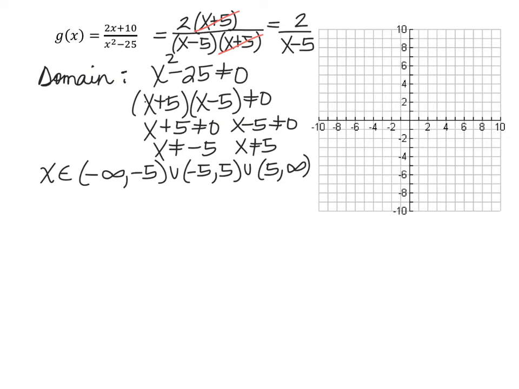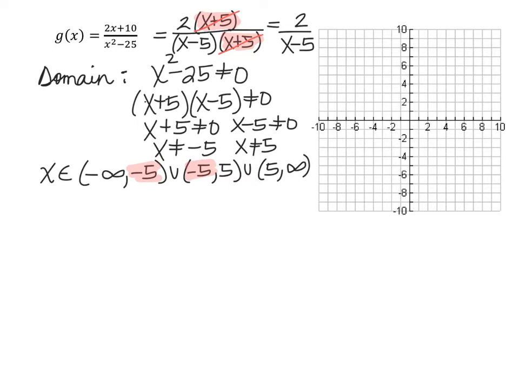Even though the x plus 5s divide out, since x plus 5 divided by x plus 5 is equal to 1, negative 5 is still a domain restriction, because if we substitute negative 5 into the original function, we would get a value that's undefined. So it's still part of the domain. And when you have a common factor in the numerator and the denominator, when the function can be simplified, that means we end up with a hole in the graph.